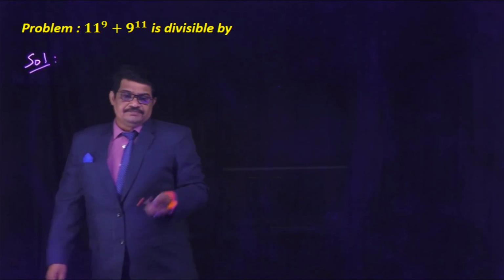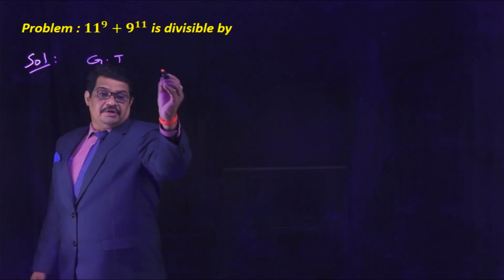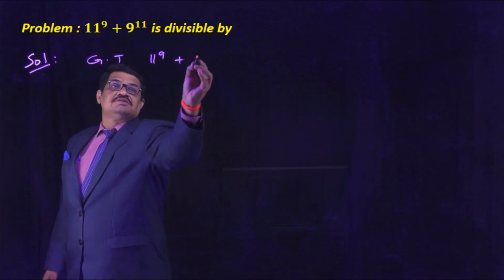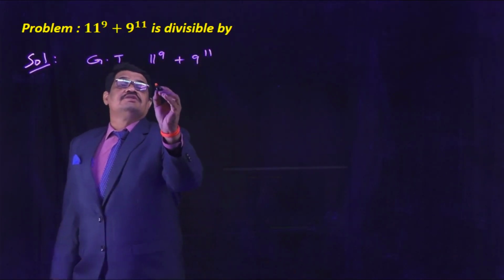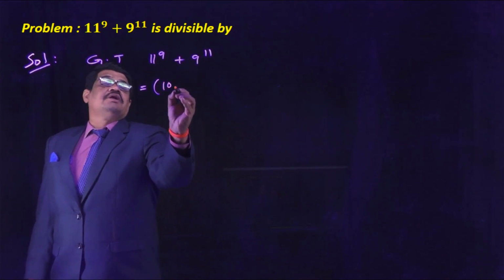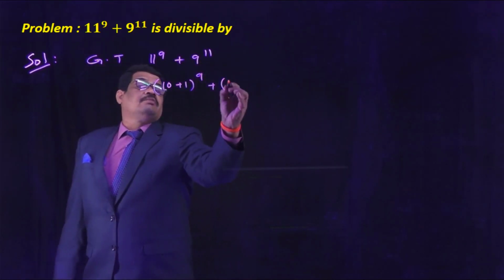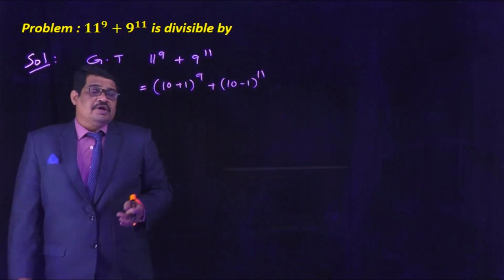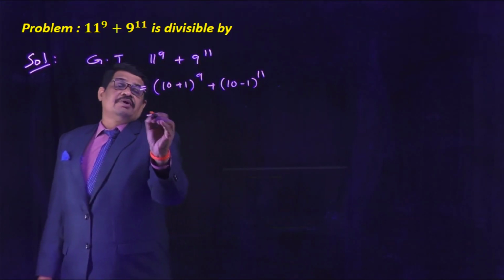What is the given expression here? Given that, 11 to the power of 9 plus 9 to the power of 11. Now this can be written as 11 equals 10 plus 1 whole power 9, and 9 equals 10 minus 1 whole power 11. Okay, now we are expanding this.